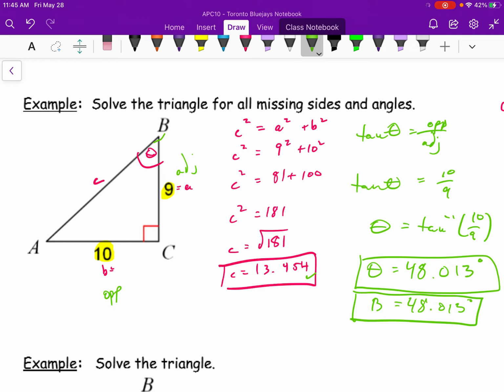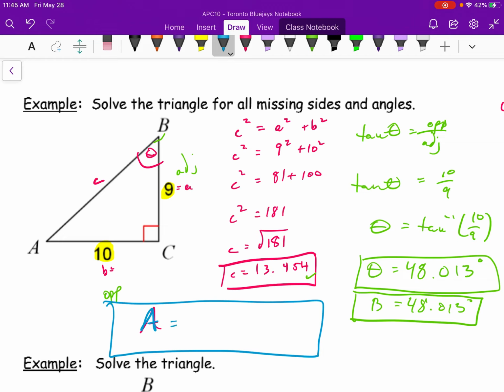So now that I have angle B, how do I get my last piece of information? My last piece of information would be A. So I'm going to switch colors for A. How do I find angle A? Well, angle A is just simply 180 degrees minus 90 degrees minus my theta. And my angle A is going to be 41.987 degrees.